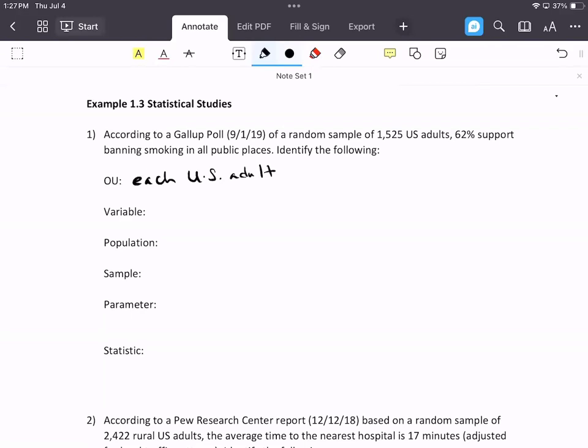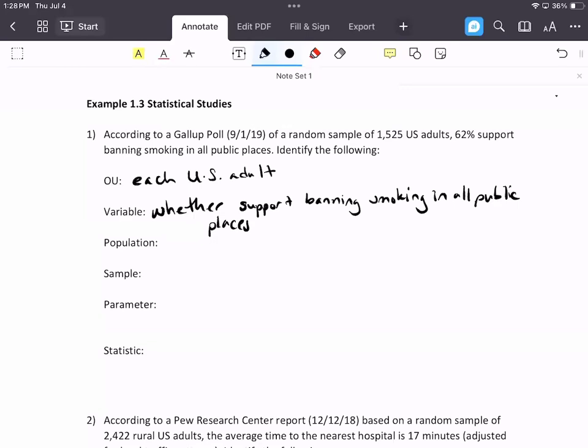What varies from US adult to US adult? Well, a lot of things do, but what did we focus on in this poll? Take a moment, see if you can come up with it. And hopefully you're thinking, whether they support banning smoking in all public places. So what's going to vary from US adult to US adult? They were probably asked a question like, do you support banning smoking in all public places? We don't have the exact research question, but we can infer based on what we see here in the results.